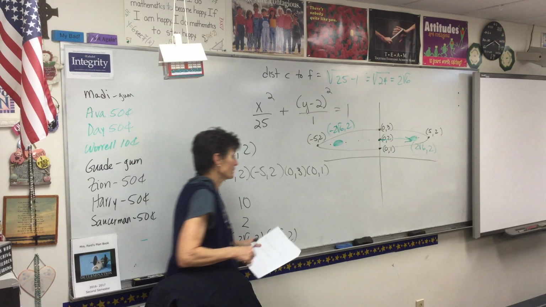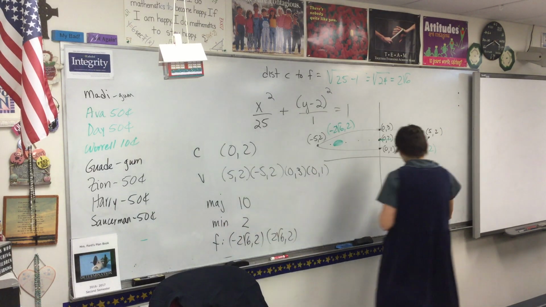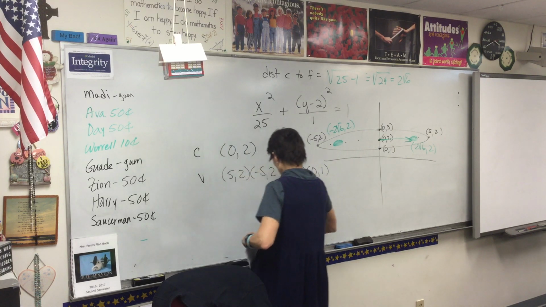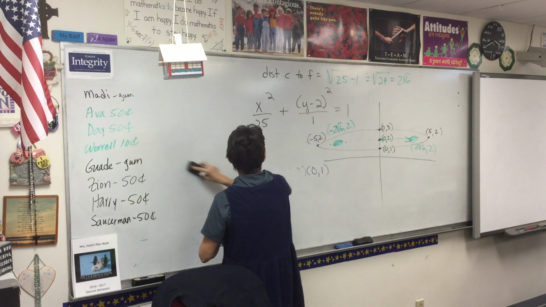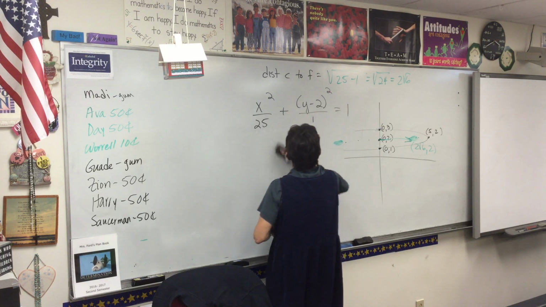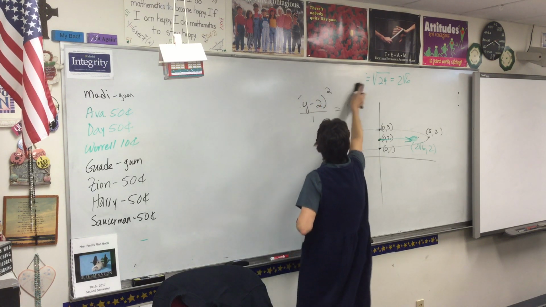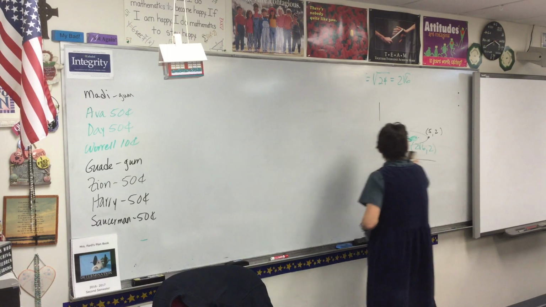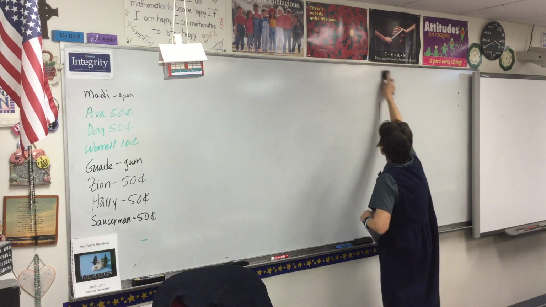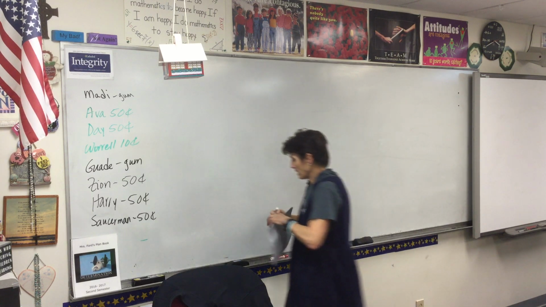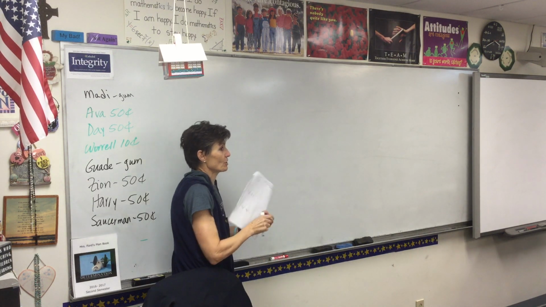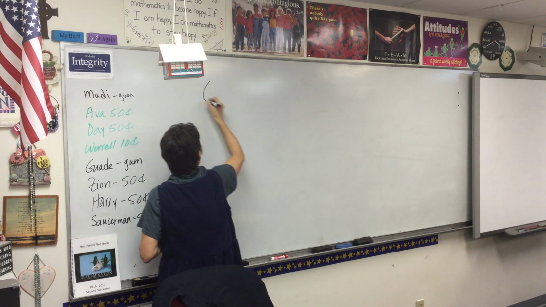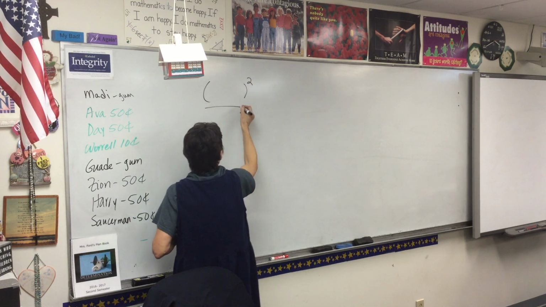Now we're going to switch gears a little bit. Look at number two. What is number two asking you to do? Write your own equation. Oh lordy, now we're going to write our own equation. Okay, so write our own equation of an ellipse. So an ellipse looks like this.